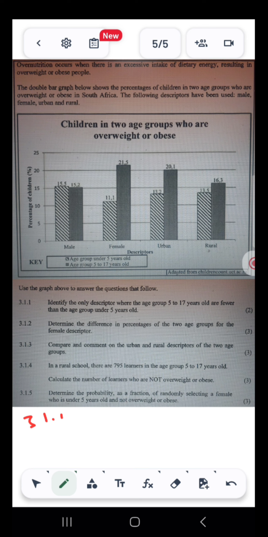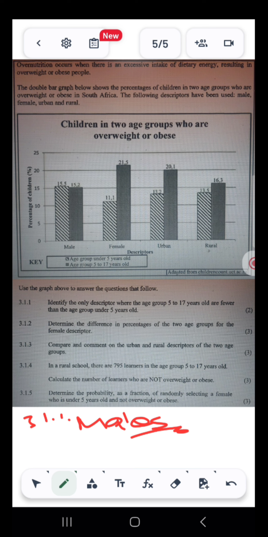So let's look at the first one, the 5 to 17 is below under 5. The rest, the under 5 is lower, right? So for males, that's where the obesity is vice versa. So it means for males, that's where you find that those under 5 are more than those between 5 and 17.